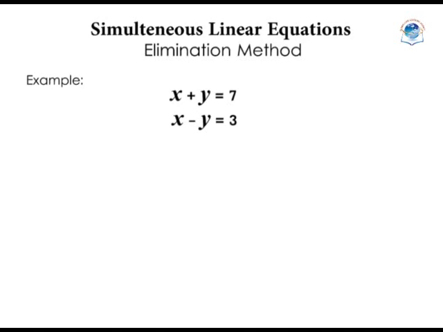Now let's consider the first equations. X plus y equals 7 and x minus y equals 3. The easiest variable to eliminate is x because we will subtract right away. We end up with 7 minus 3 will give us 4. Y minus minus y is y plus y, and that is equal to 2y. X minus x is 0. So we have 2y is equal to 4. Y is equal to 2.